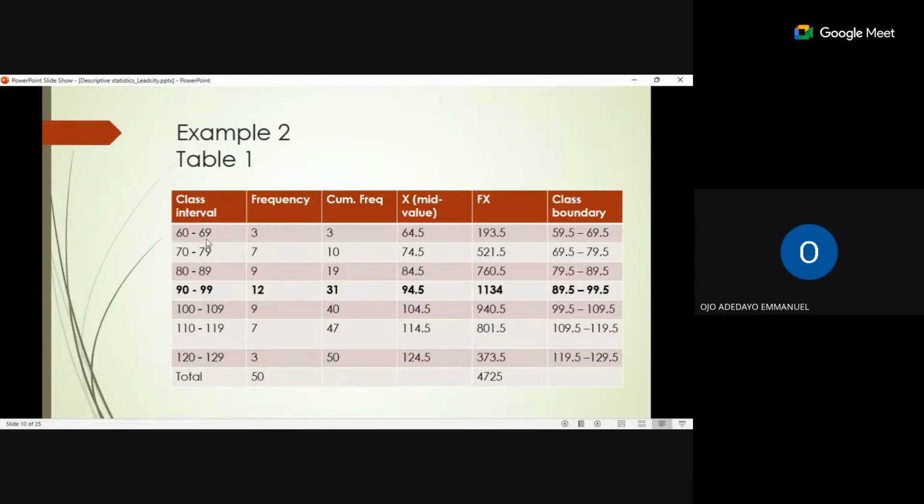The class width simply means that the highest value that you have in this range, this is 60 to 69, the highest value that you have here is 69, minus 60. 69 minus 60 is going to give you 9. Add 1 to it. That is 10. So the class width is 10. If you look at this one too, 70 to 79, 79 minus 70 is going to give you 9. Add 1 to it, it is going to give you 10, like that.